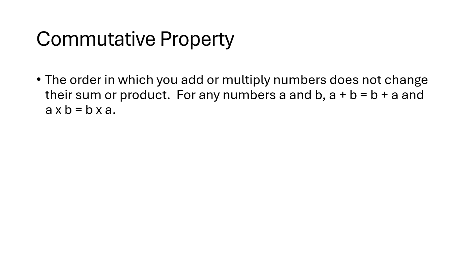Commutative property. The order in which you add or multiply numbers does not change their sum or product. For any numbers a and b, a plus b equals b plus a, and a times b equals b times a. Examples: 4 plus 9 is the same thing as 9 plus 4, and 9 times 7 is the same thing as 7 times 9.